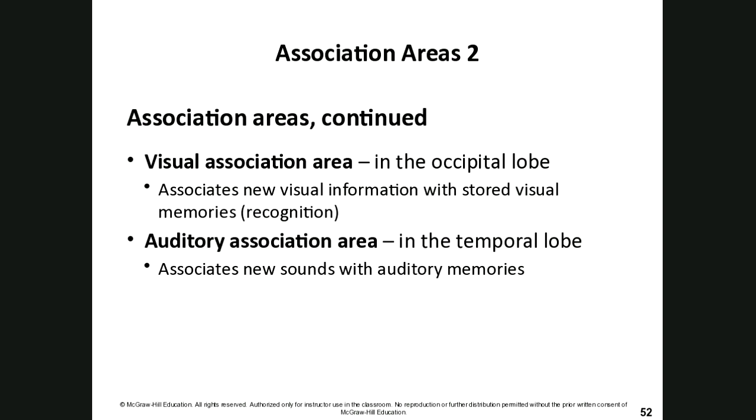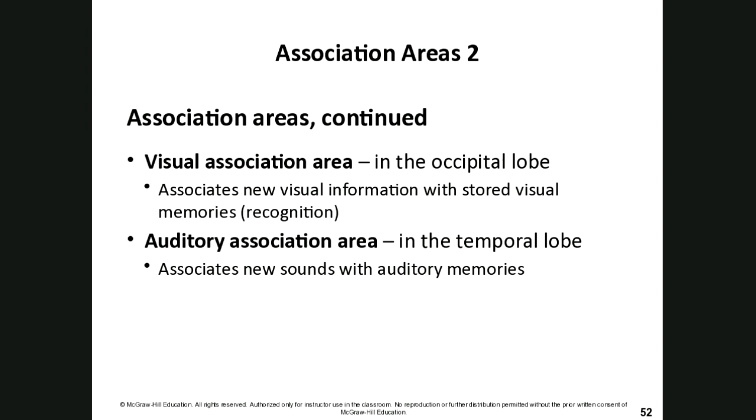So visual association in the occipital lobe associates new visual information with stored visual memories or recognition, that face recognition. Auditory association happens in your temporal lobe, that associates new sounds with other auditory memories and how they relate to one another. So what I want you to really understand from all of this stuff that we're talking about is that you have different parts of your brains that have different jobs and they perceive different information.